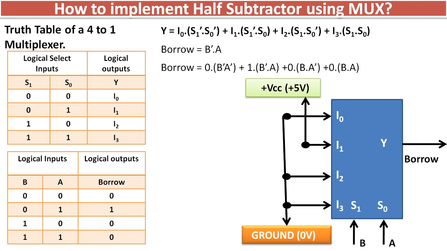So in this fashion, we can implement half adder and half subtractor using multiplexers, that is 4 to 1 multiplexer. I hope the lecture has provided you a very basic knowledge about implementation of half subtractors and half adders using combinational circuits, that is basically a multiplexer.